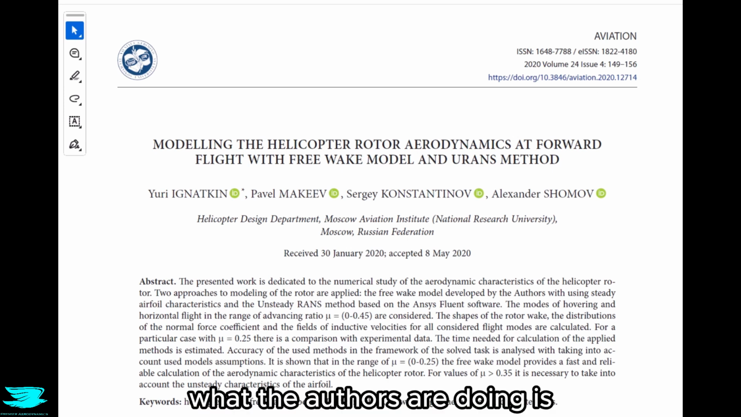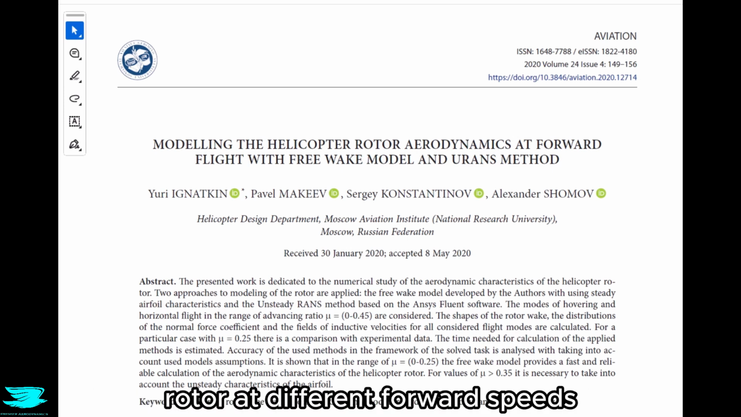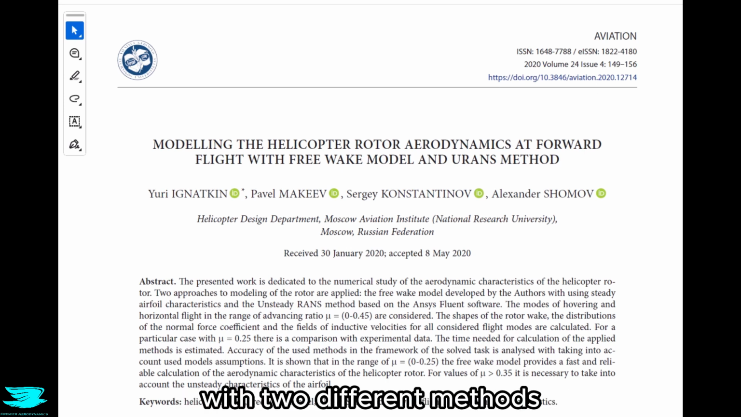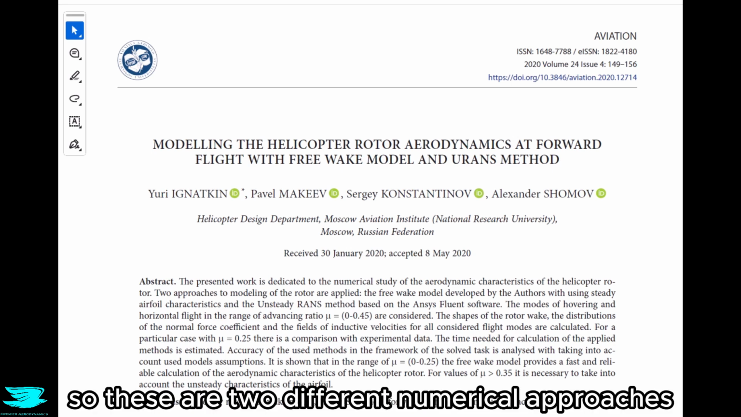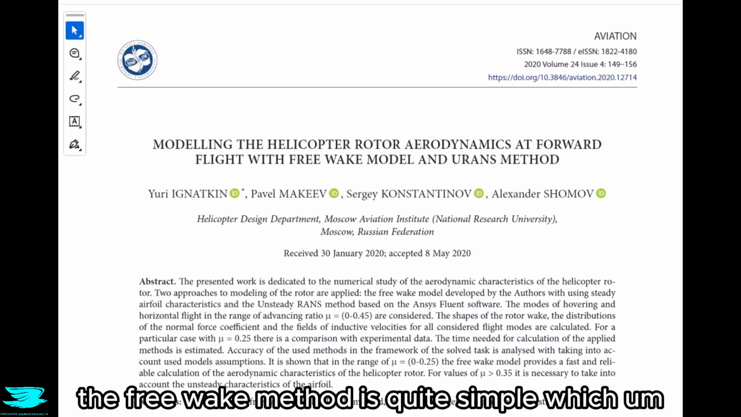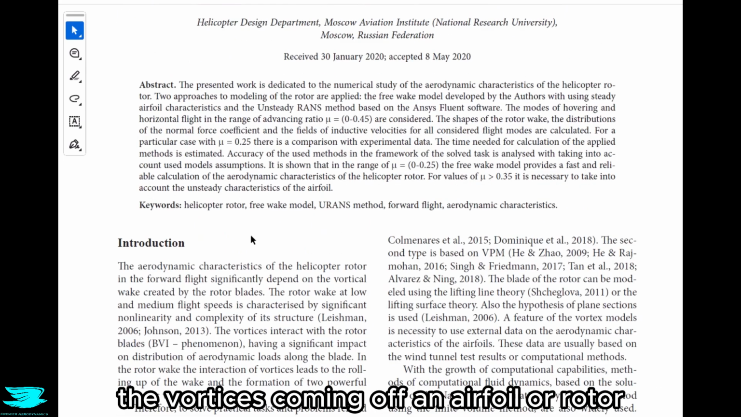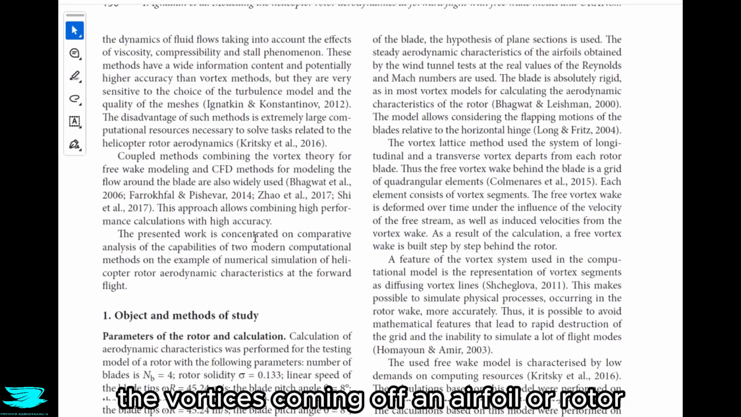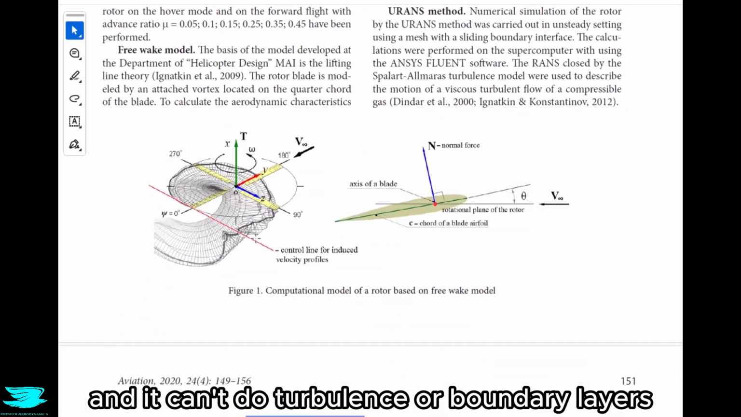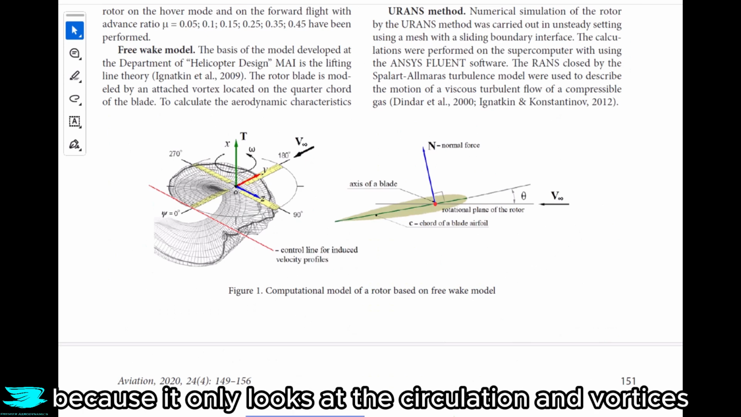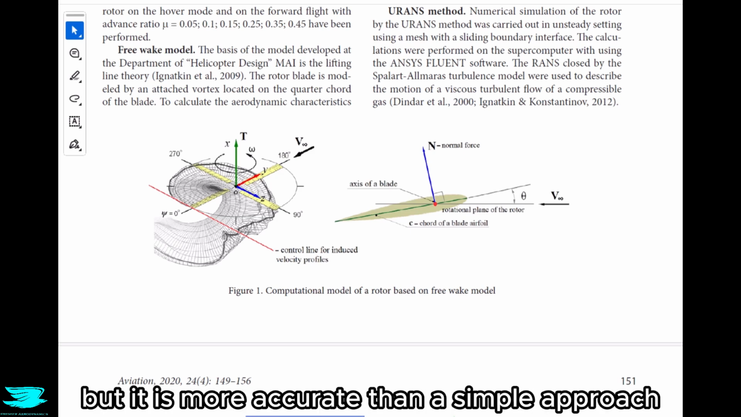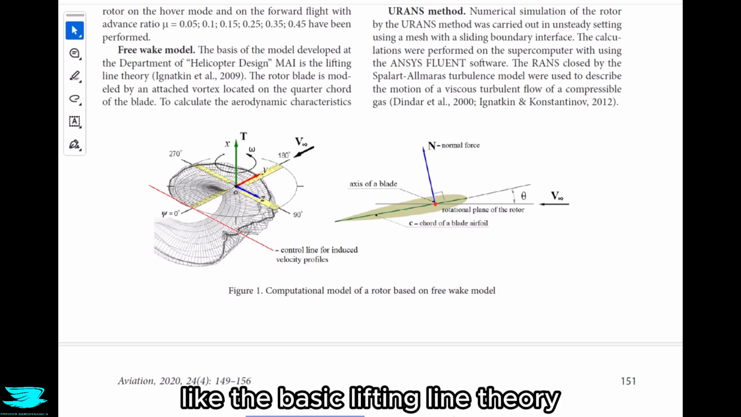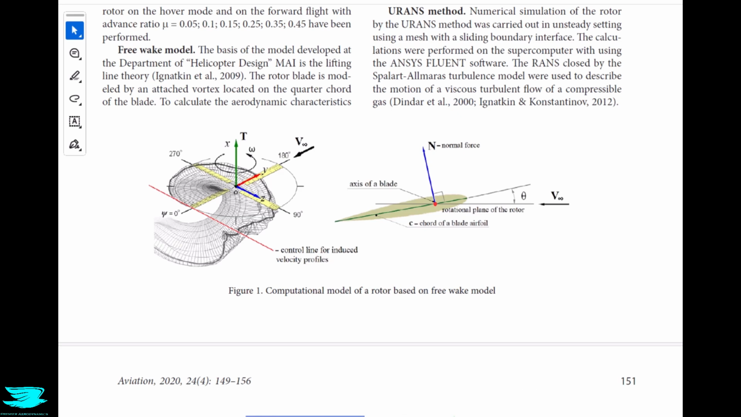What the authors are doing is simulating the aerodynamics of a helicopter's rotor at different forward speeds with two different methods. The first is the free wake method and the second is the URANS method. So these are two different numerical approaches. The free wake method is quite simple, which models the vortices coming off an airfoil or rotor, and it can't do turbulence or boundary layers because it only looks at the circulation and vortices created. So it isn't as accurate as something like a Navier-Stokes solver, but it is more accurate than a simpler approach like the basic lifting line theory, which doesn't model wakes.